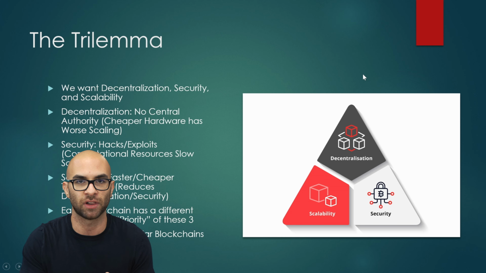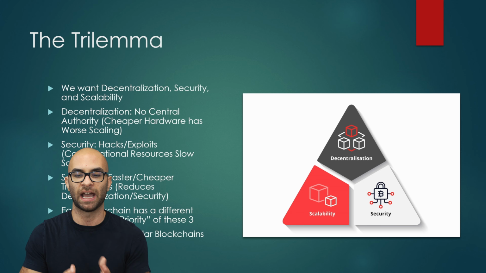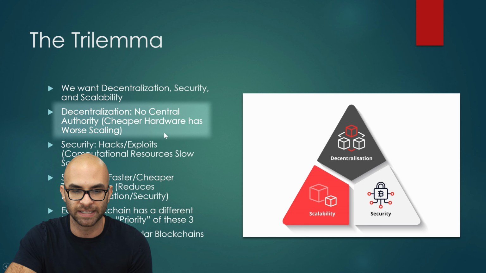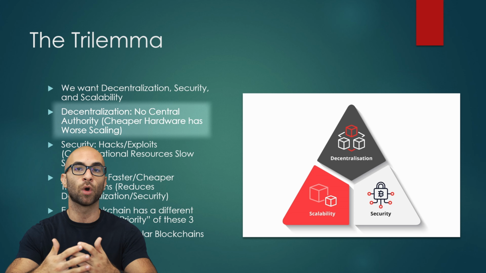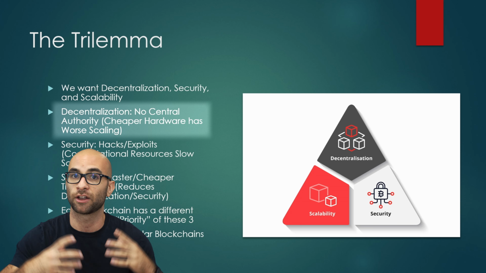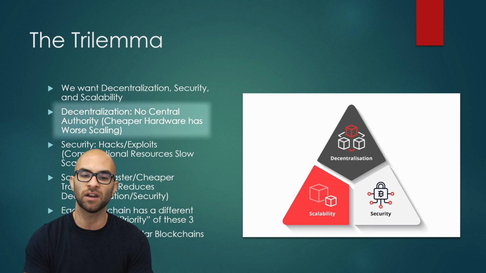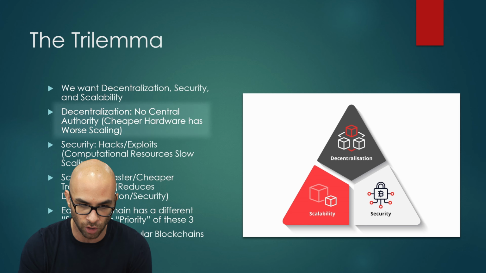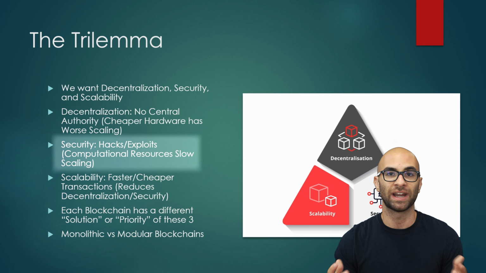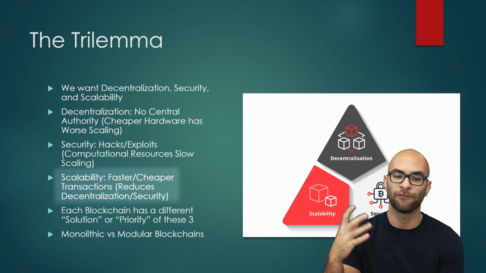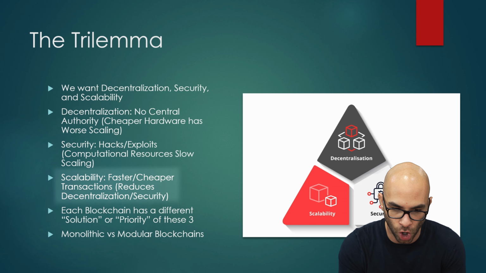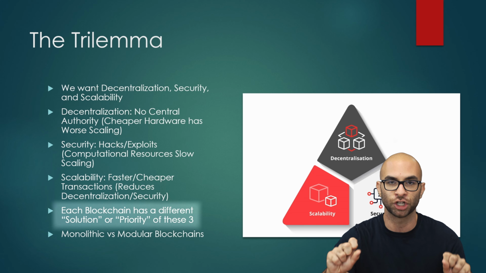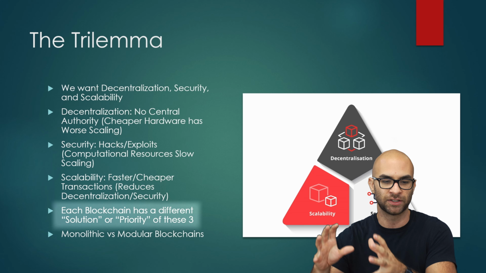We want to have decentralization in these blockchains, but we also want to have security and scalability. So when it comes to decentralization, there is no central authority. Whenever you hear decentralization, it means that the power is split between a lot of individuals that are running these different nodes. For example, instead of some sort of central authority like the US government that controls everything when it comes to the US dollar. You then have security, which is avoiding these different hacks and exploits. And then the final part of the trilemma is scalability, which is how fast and how cheap these different transactions are. And each blockchain has a different solution or prioritization of these three different levels.